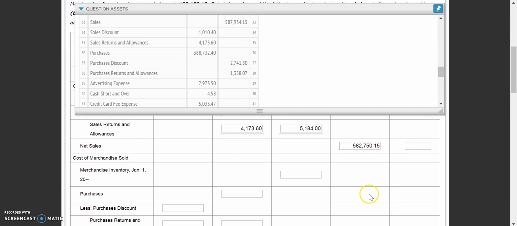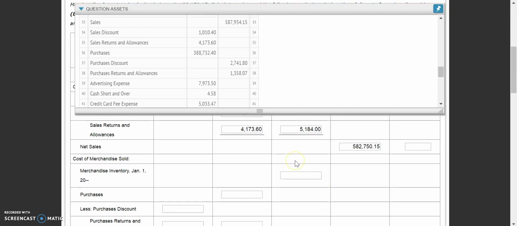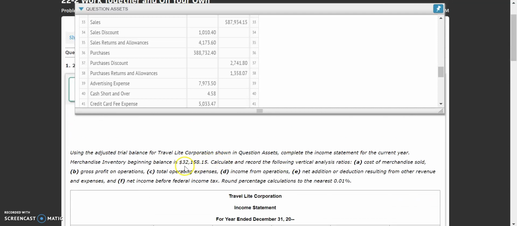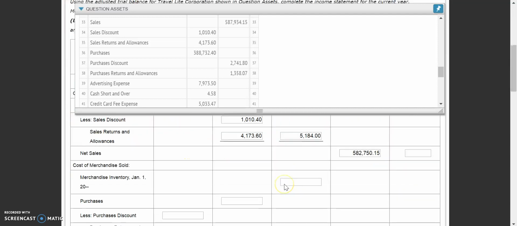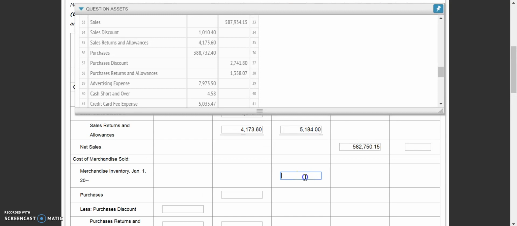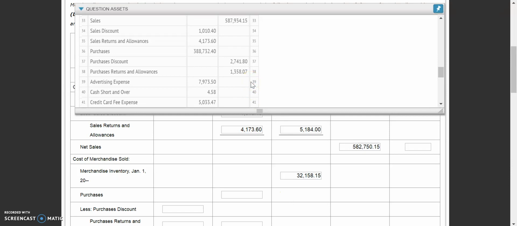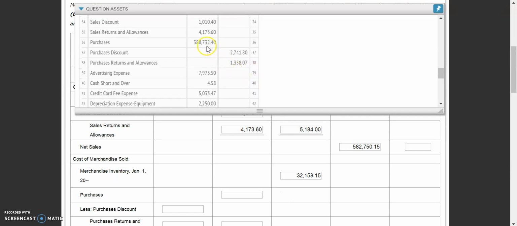So now we need to find our cost of merchandise sold. So again, it says what was our beginning inventory balance on January 1st. Remember that they gave that to us in this paragraph here, $32,158.15. And then we need to scroll and find our purchases, which are listed in our adjusted trial balance, $388,732.40.